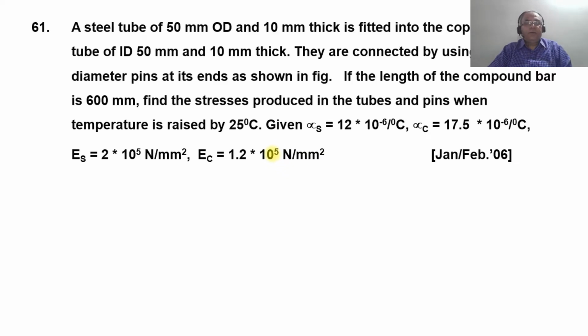Now, in this video, we are going to take up one more problem on thermal stresses. To do that, first we are going to read the problem. Problem number 61. A steel tube of 50 mm outer diameter and 10 mm thick is fitted into the copper tube of ID 50 mm and 10 mm thick. They are connected by using 20 mm diameter pin at its ends as shown in this figure.